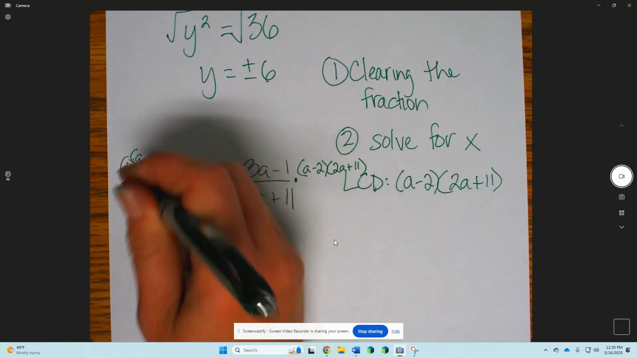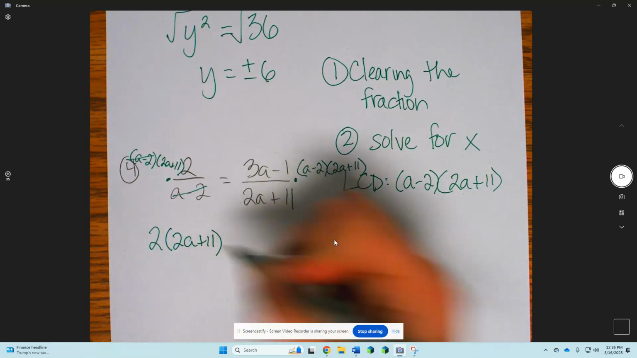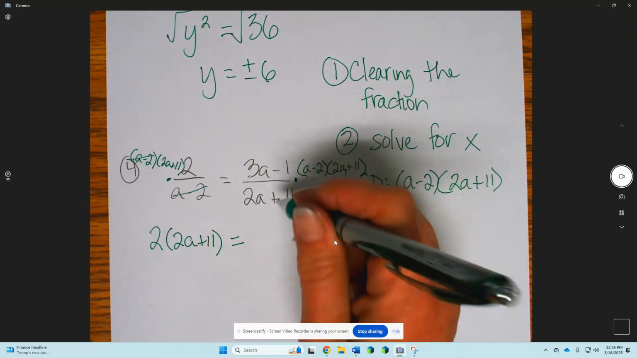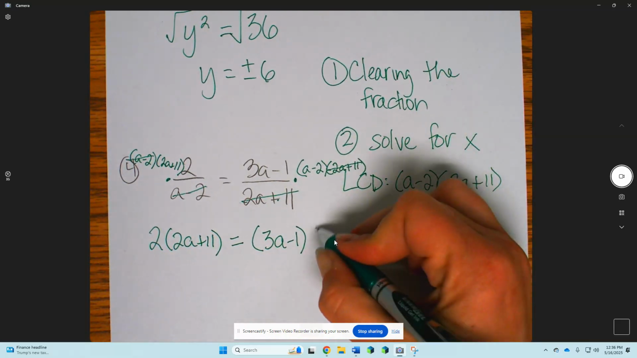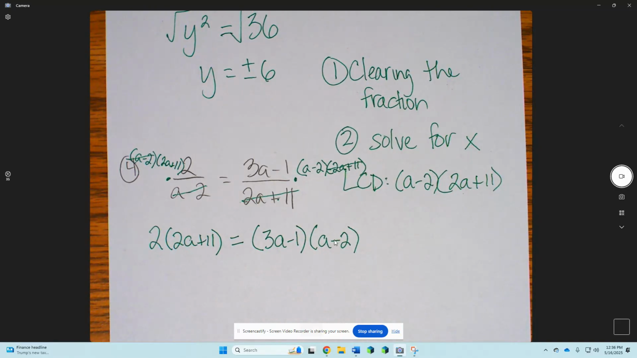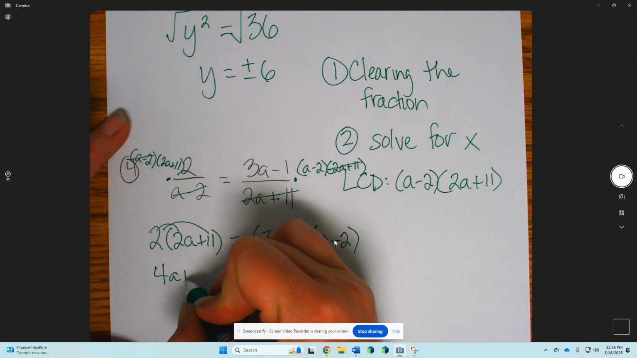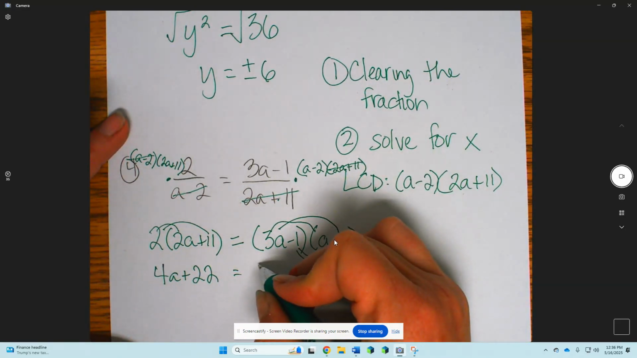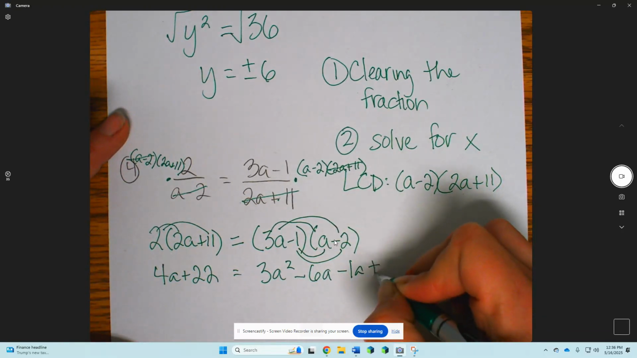All right, a minus 2, a minus 2. So this is now 2 times 2a plus 11. These denominators are going to cancel. And this is going to be a binomial, 3a minus 1 and also a minus 2. And now it's solvable. You're going to multiply both of the parentheses. 4a plus 22 equals 3a squared minus 6a minus 1a plus 2.